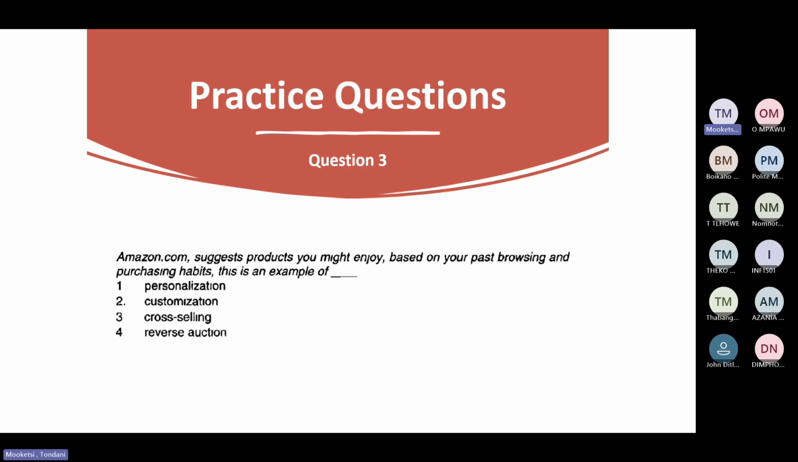But from this, we can see already that option 3 and 4 are out because reverse auction is something else. I think reverse auction is where sellers submit different prices for products and services. Normally the buyer bids, but in this case the seller bids. So that's why it's called reverse auction.